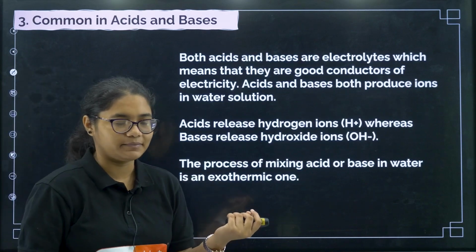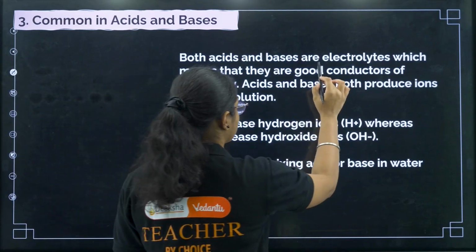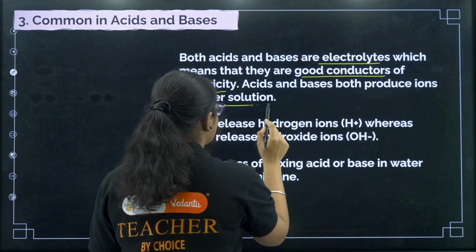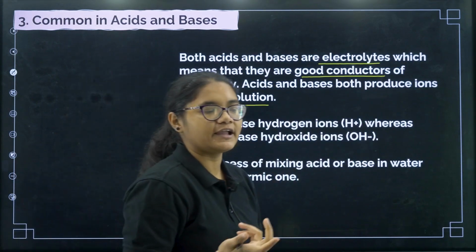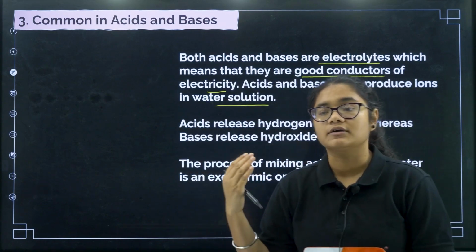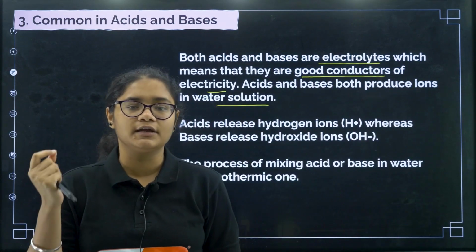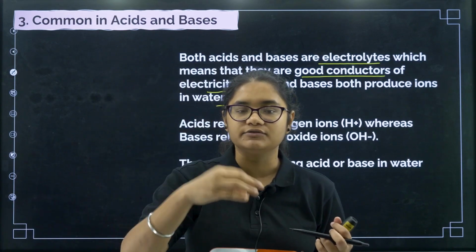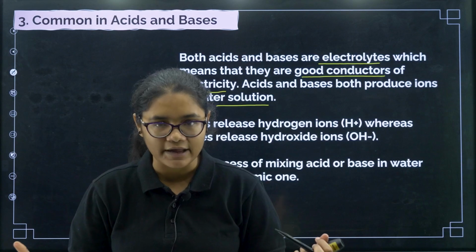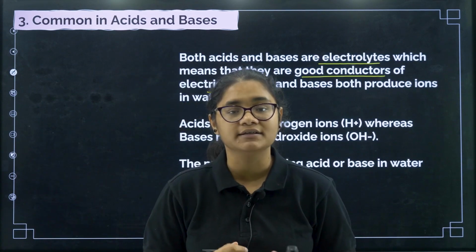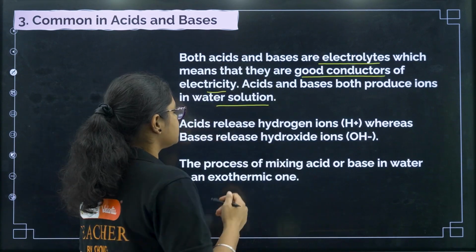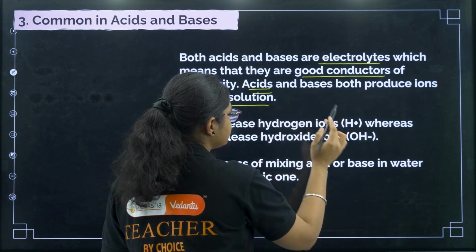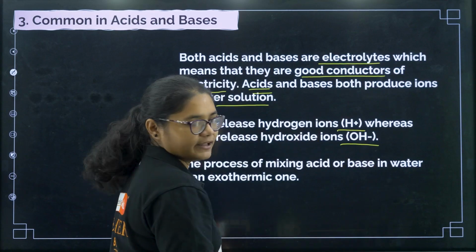Next, what is common in acids and bases? The first thing that is common is both are good electrolytes, meaning they can conduct electricity. They produce ions when they are dissolved in solution, and that is why they can conduct electricity. For conduction of electricity, you need free ions or free electrons, right? So when you dissolve acids or bases in water, they produce ions, because of which they are very good conductors of electricity. What are the ions released? Acids release H plus, and bases release OH minus.